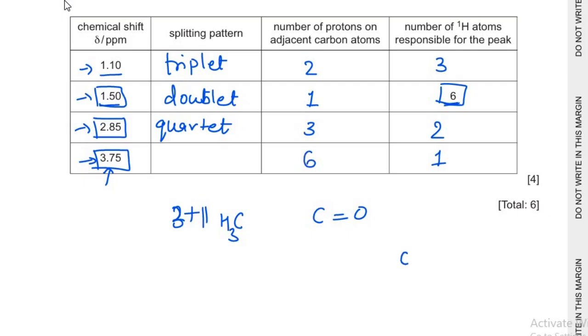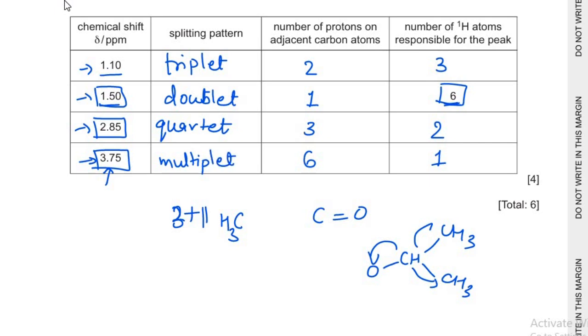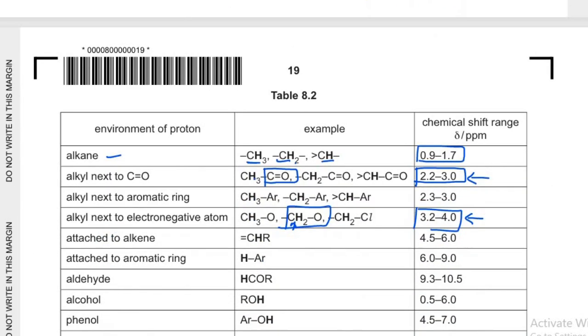We have already seen that this CH is bonded to 2 methyl groups, that is CH3, and then O. So on this side we don't have any carbon or proton bonded, but on the other side we have a total of 6 protons. So 6 plus 1 will be 7, but in that case we just write multiplet. A multiplet will be seen for this proton. So I hope this NMR question is very clear and it's quite easy also.